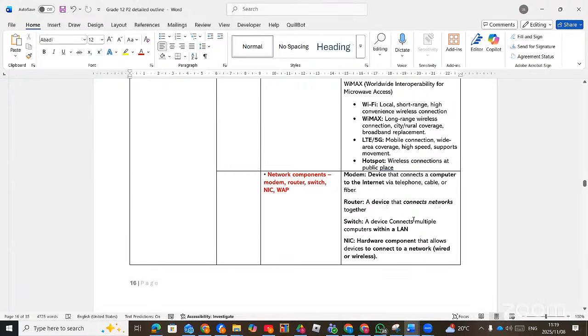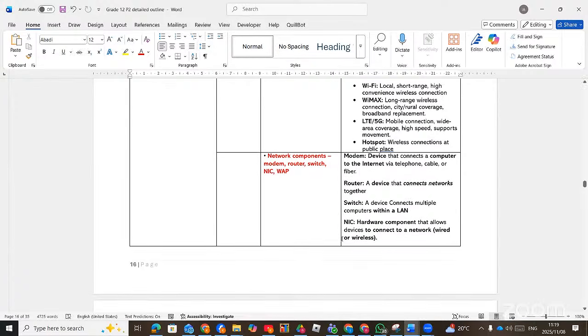A switch connects multiple computers within a local area network. So a switch connects computers together. A router connects networks together. And then a modem connects a computer to the internet. So take note of the difference between these three.